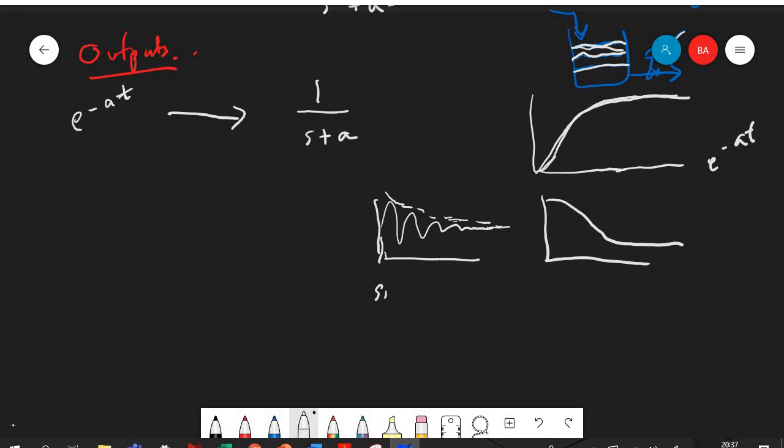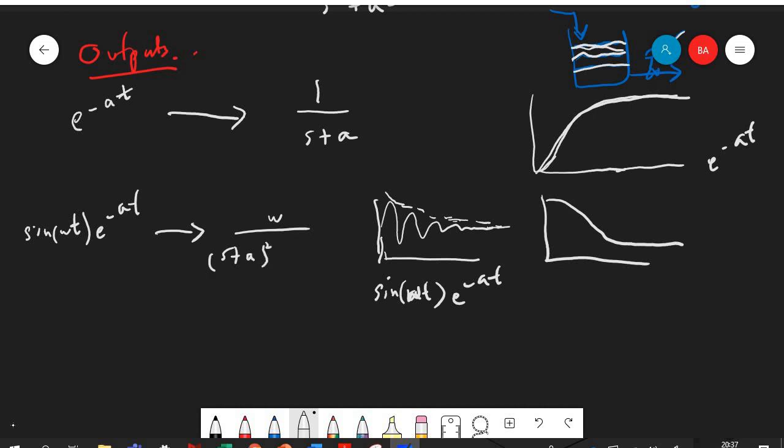This is represented as sine omega t into e to the power minus at. So this sine omega t into e to the power minus at is represented in the S domain as omega over (S plus a) the whole thing squared, plus omega squared.